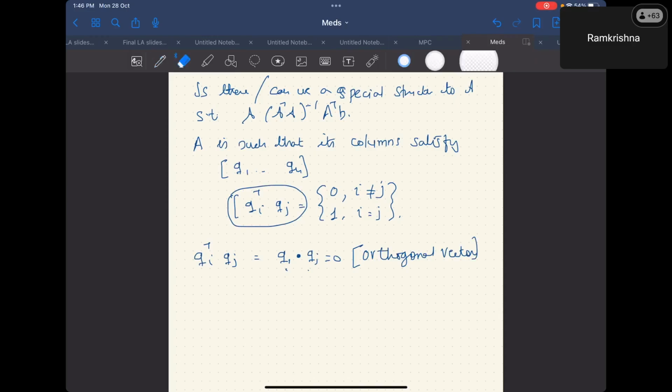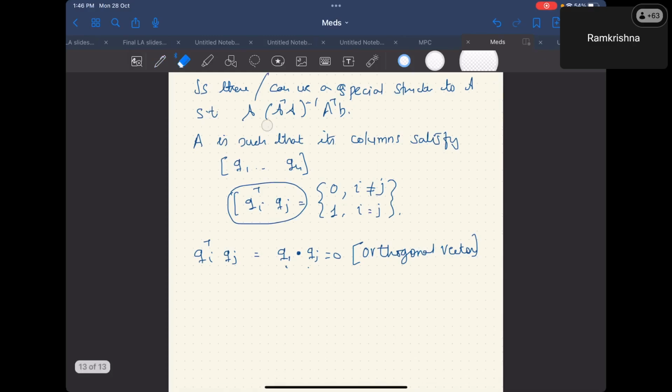Okay, so when vectors are orthogonal to each other, we are still interested in this term, right? So let me call this matrix Q now. What will happen to Q transpose times Q when this thing holds? Can I say that Q transpose Q will just be a diagonal matrix?